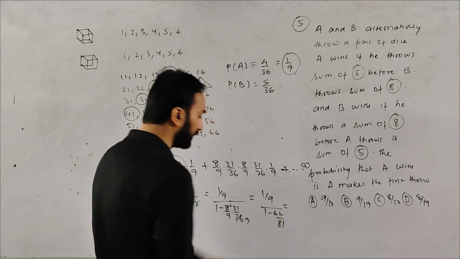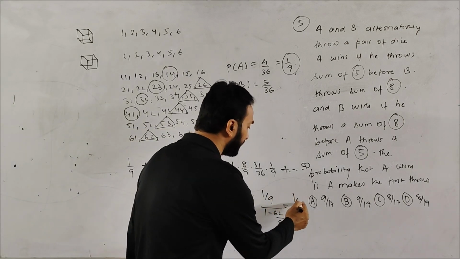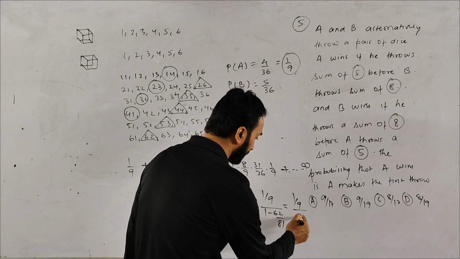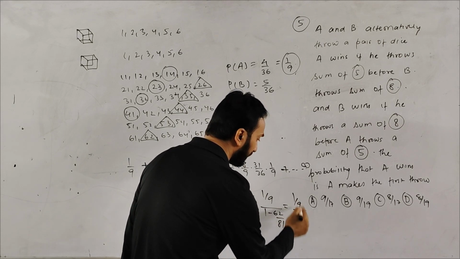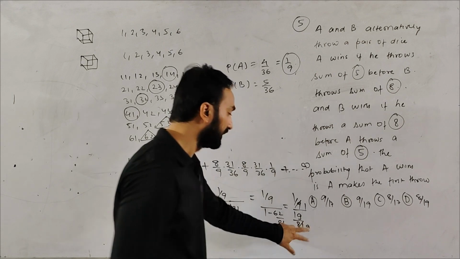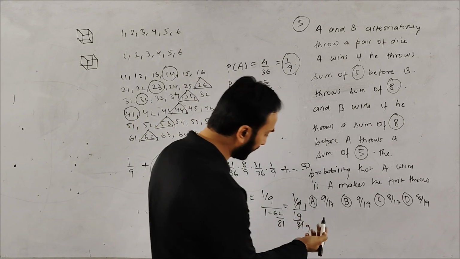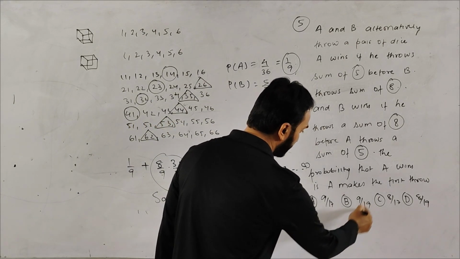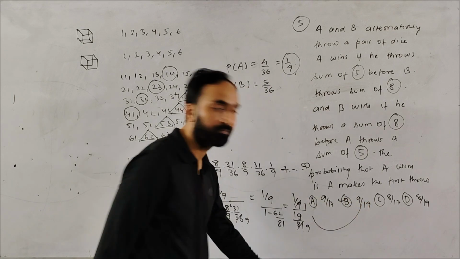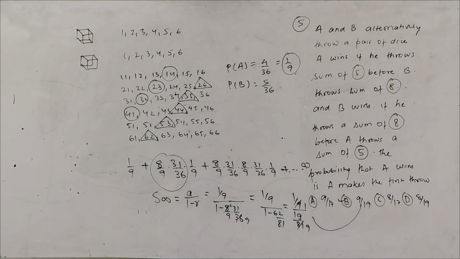This will be equal to 81 minus 62. This will become how much? 19, no? 1 by 9 divided by 19 upon 81. Cancel, 9 ones are 9, 9 9s are 81. Correct? This 9 will go upside. It will become 9 by 19. So 9 by 19 we have, yes, this option. Option number B. I hope you all got it, no?